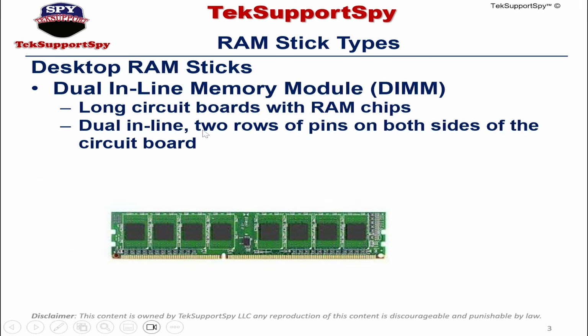All right, let's talk about desktop RAM sticks. In the beginning of the video, I showed you a desktop motherboard and a desktop RAM stick. Those are called DIMMs, D-I-M-M, or dual inline memory module sticks. They're basically long circuit boards with RAM chips on both sides. The reason they call it dual inline is because there are two rows of pins on both sides of the circuit board for those RAM sticks. So that's why they call them DIMMs, or dual inline memory modules.